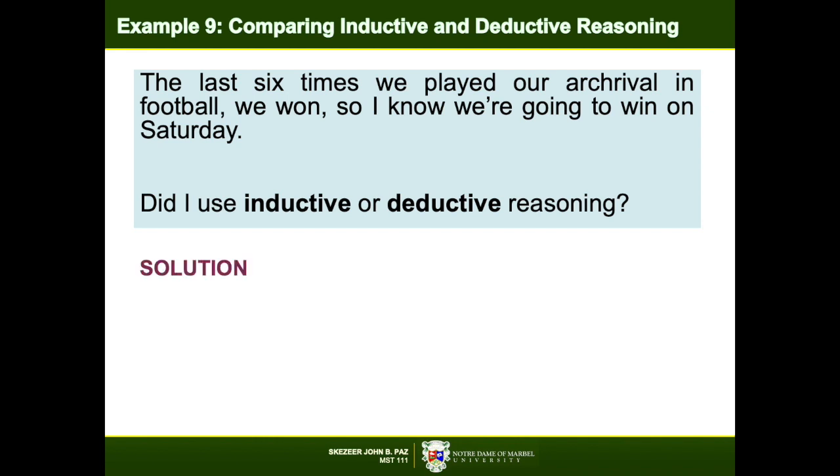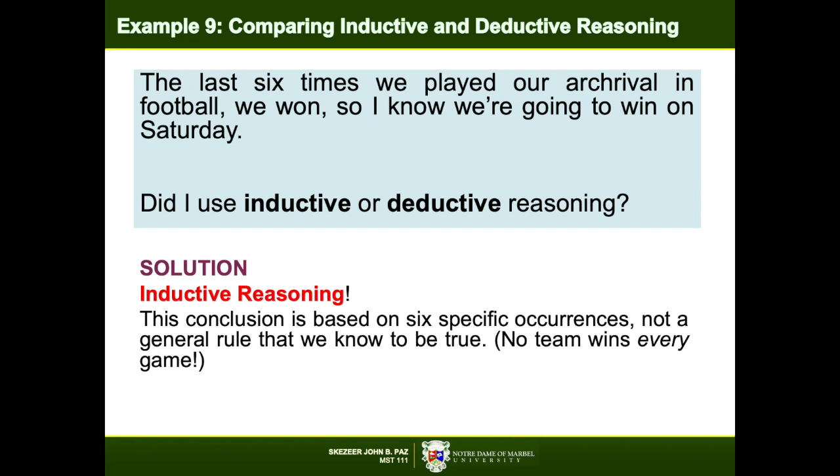Now, here is the solution. The answer for this is inductive reasoning. Why? This conclusion is based on 6 specific occurrences, not a general rule that we know to be true. So, no team wins every game. We know that for sure. Kaya nga lang, parang na-conclude dito sa statement, I know that we're going to win kasi the last 6 specific times na naglaro sila, then they've won. Pero walang general rule na nagsasabi na sila lagi yung mananalo. So this is an inductive reasoning. Kasi binase niya lang ang kanyang argument on those specific examples na nanalo sila 6 times before.